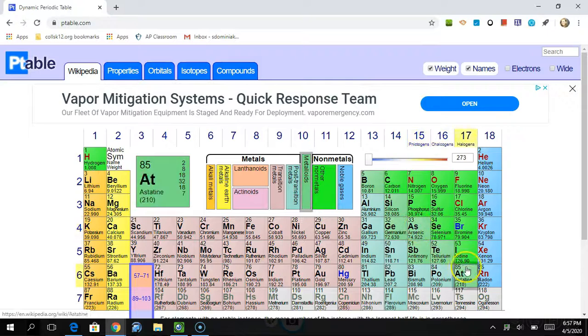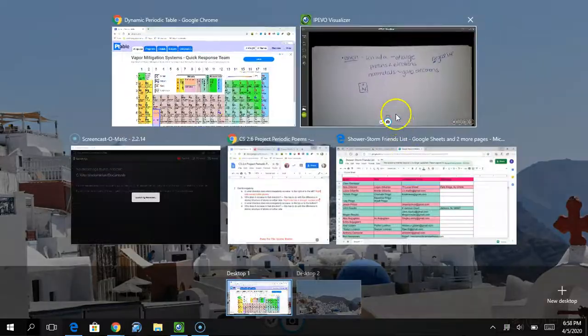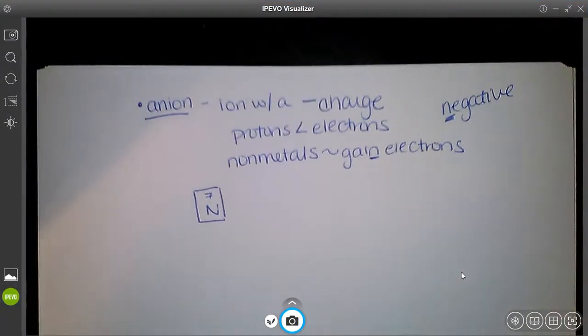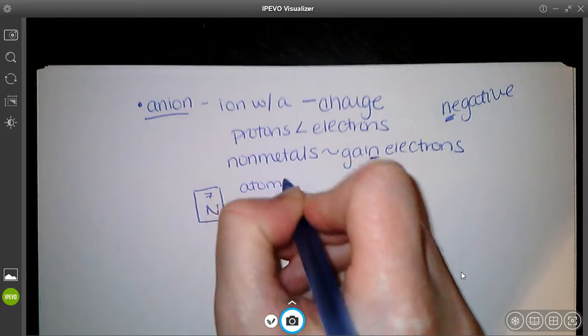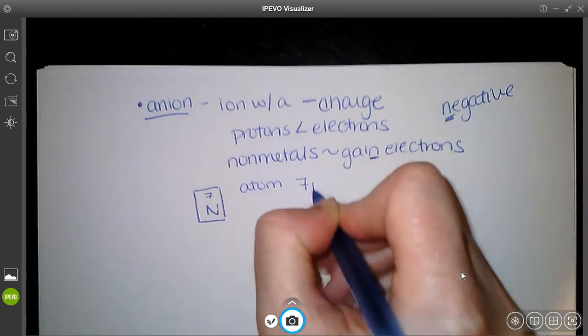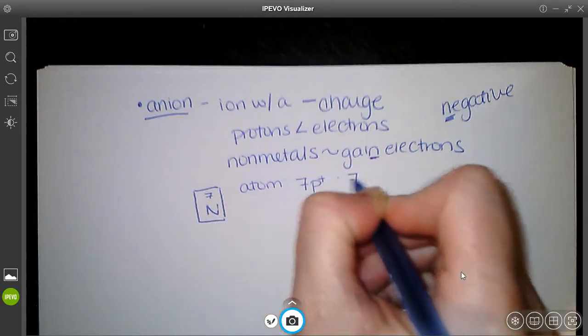So let's go back to our periodic table and remember where our nonmetals are. So these are our metalloids, right? So it's going to be to the right of it. It's all these green ones here. So let's say we're nitrogen, for example. So nitrogen has 7 total electrons. Okay, so as an atom, it's going to have 7 protons and 7 electrons.